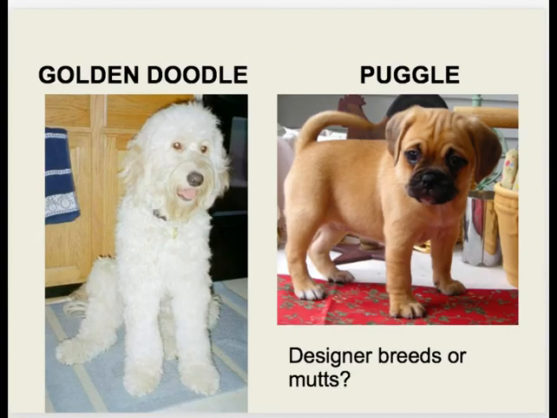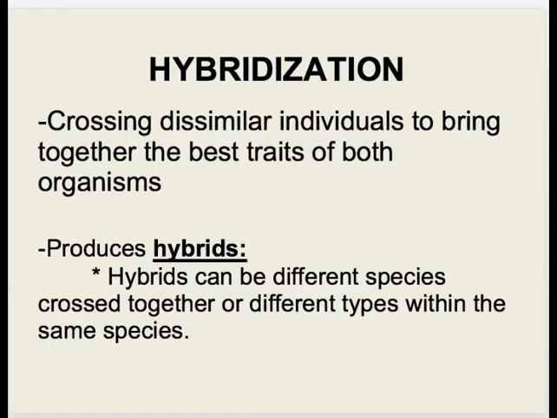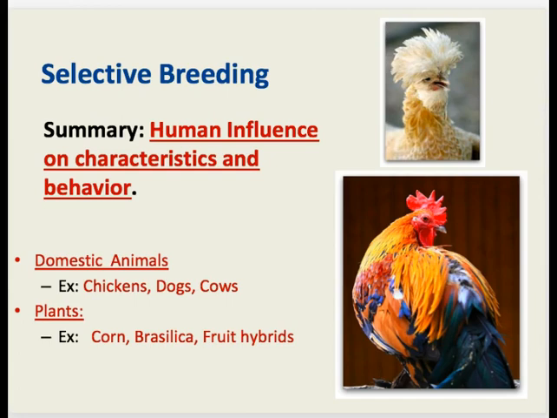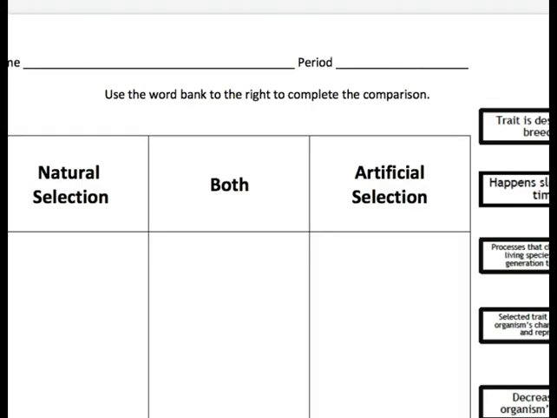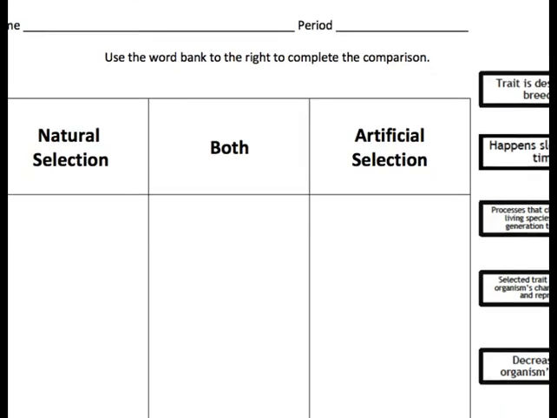Take a look at my golden doodle and my puggle. Designer breeds, or mutts, definitely a question to think about, but these designer breeds are possible within a generation. This crossbreed does not create an entirely new species because they're both still dogs, but these hybrids happen super fast compared to natural selection, and it is strictly based on what the human chooses.